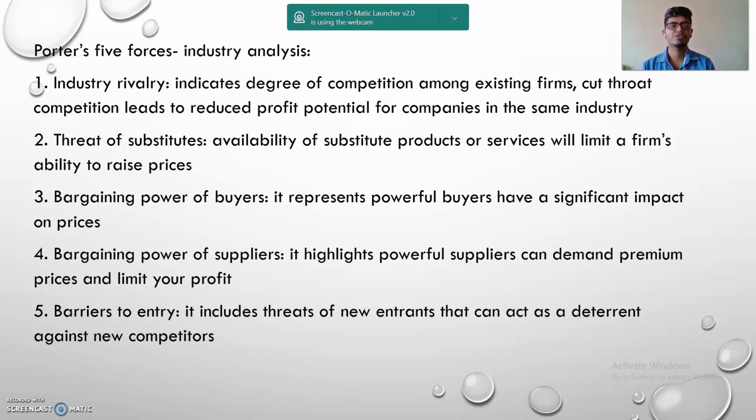Then barriers to entry. It includes the threat of new entrants, and barriers can act as a deterrent against new competitors. So barriers to entry is one of the aspects. If there are new competitors, then sometimes the industry's profit earning capacity will decrease, sometimes it may increase too. So barriers to entry also matters while you are analyzing the industry. New competitors are definitely beginners, and if some of the companies are well settled, then they try to eradicate these new competitors. So that is what industry analysis is.